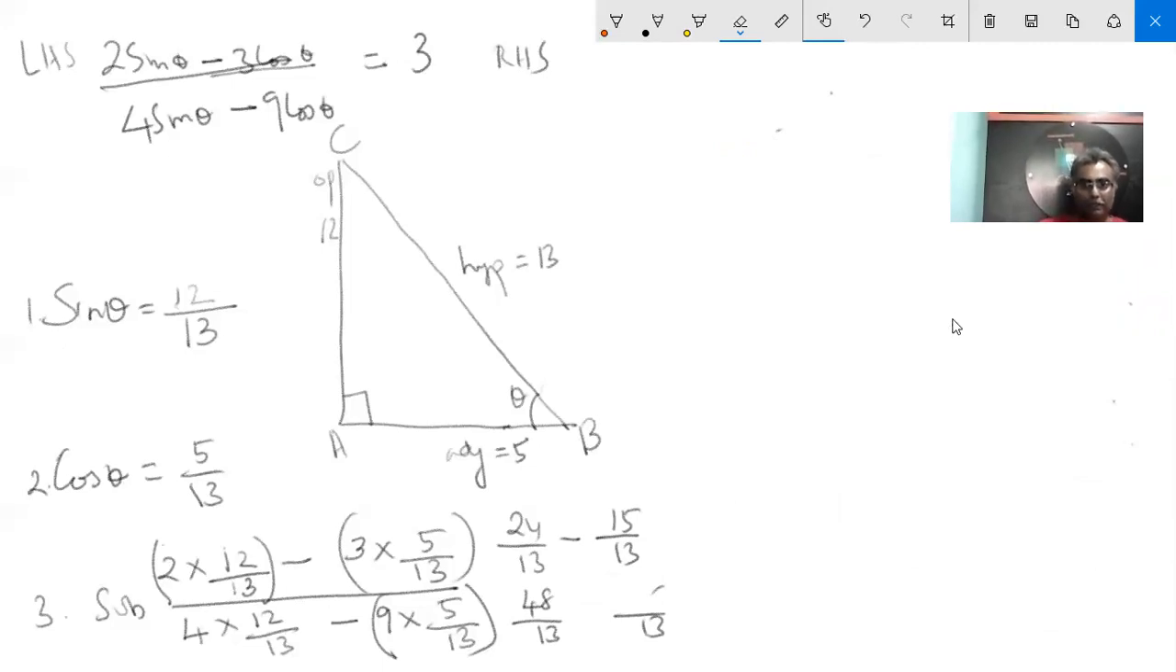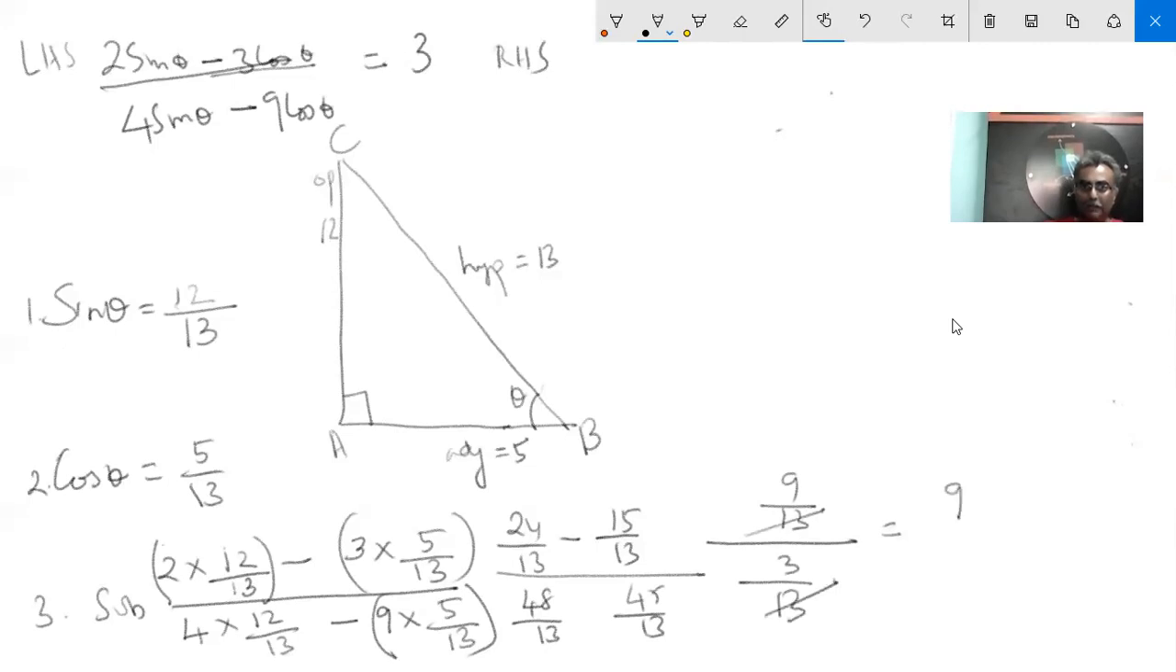What went missing? 45 went missing. So 24 minus 15 is how much? 24 minus 15 is 9. So top becomes 9 by 13. 48 minus 45, 3. 3 by 13. These two get cancelled.